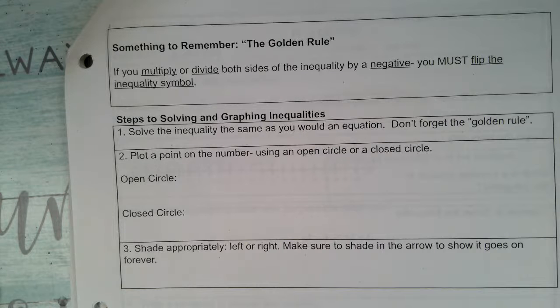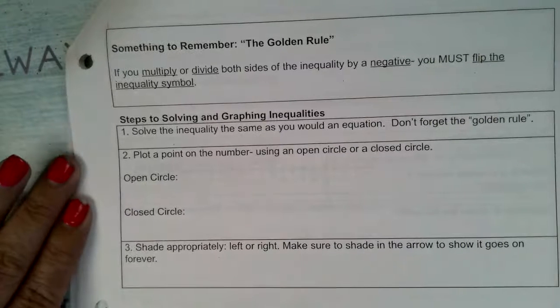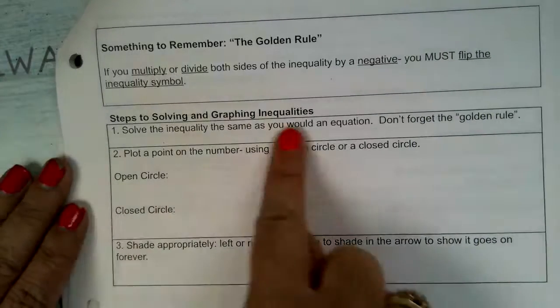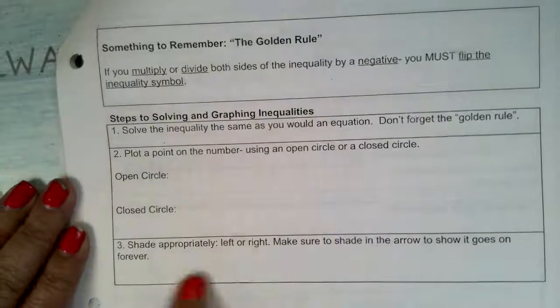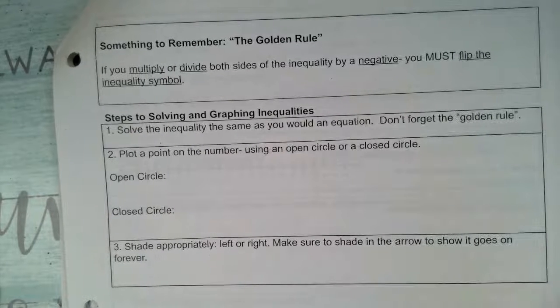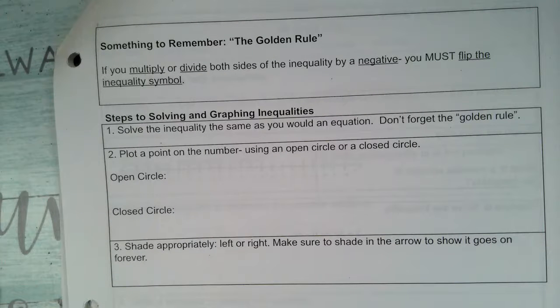So, steps to solve and graph inequalities. Sorry about that. They are all typed up here for you in case you get home and you're like, I really don't remember what Miss Montgomery said. So now it's all typed there for you. You're going to solve the inequality the same as you would an equation. Don't forget the golden rule. So if you're multiplying or dividing by a negative number, you're going to flip that inequality. I'll show you an example of that in a minute.